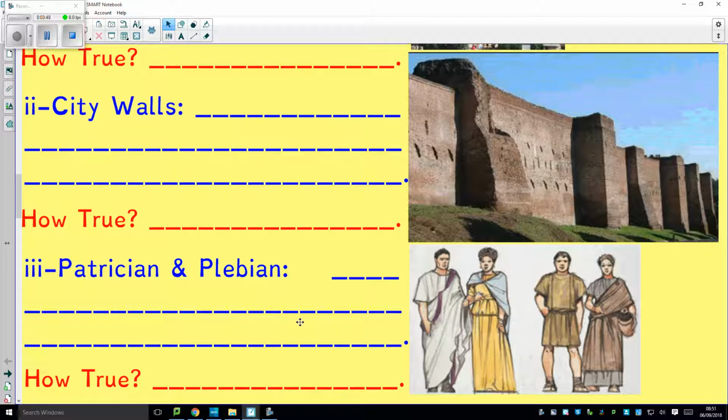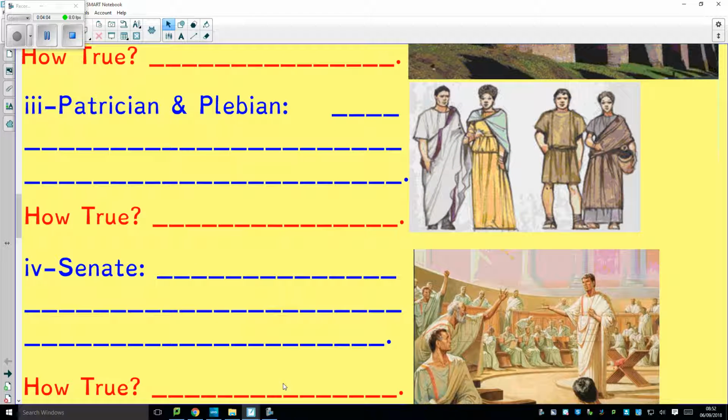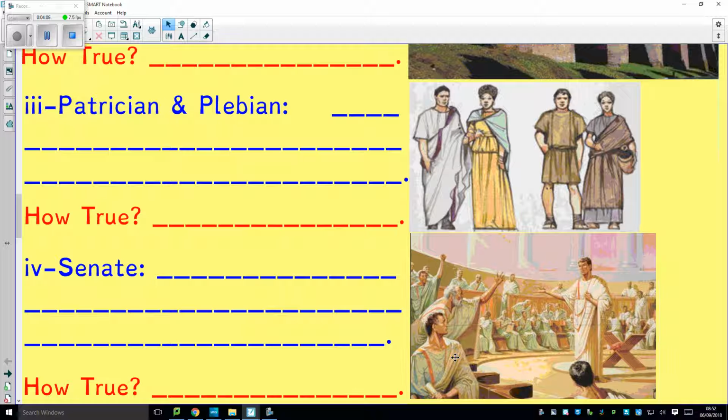Patrician-client relationship, patron-client. How true? Romulus almost certainly didn't do this, but this is the system that existed in Rome when these history books were written down. Senate. Romulus is said to have started the Senate, to have invited the patricians to form a group that gave him advice. Almost certainly not true, but again, it's describing the system of government the Romans had when all this was written down. The Senate.